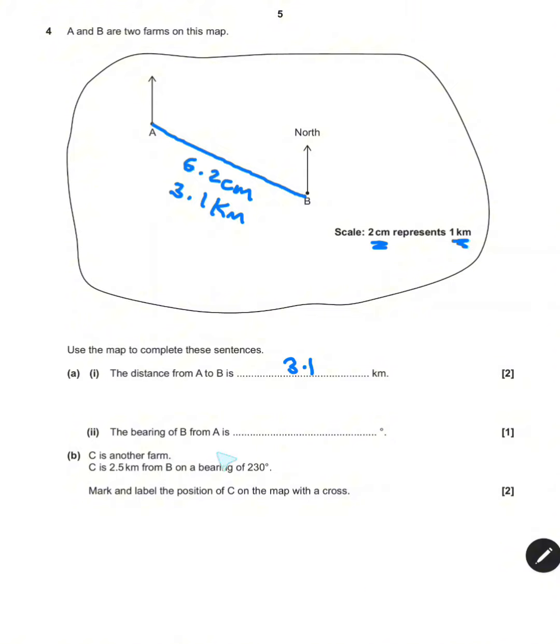Part B talks about the bearing of B from A, and that key part is from A, meaning we stood at A. Bearings measure from north clockwise using a protractor, and that comes out at 115 degrees. Part B says C is another farm. It is 2.5 kilometers from B on a bearing of 230 degrees.